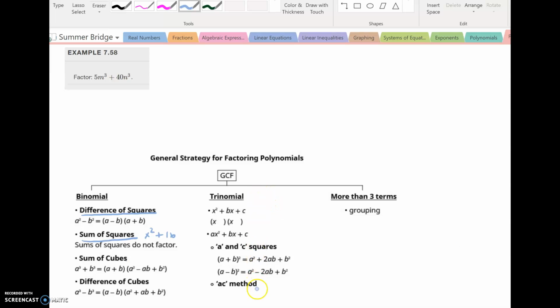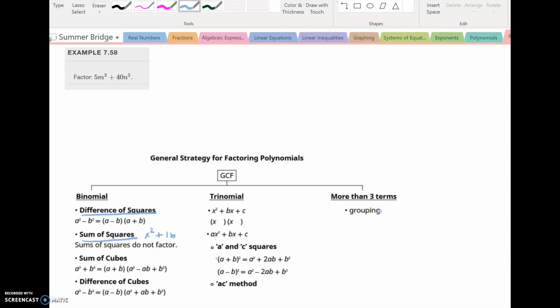You could have trinomials as well. All right, so for trinomials, you could do just straight up factoring, or you could have perfect square trinomials, where we talked about how to do it in this video. And then the last one is the more than 3 terms, and that was in the previous video where we did factoring by grouping, okay, my personal favorite.